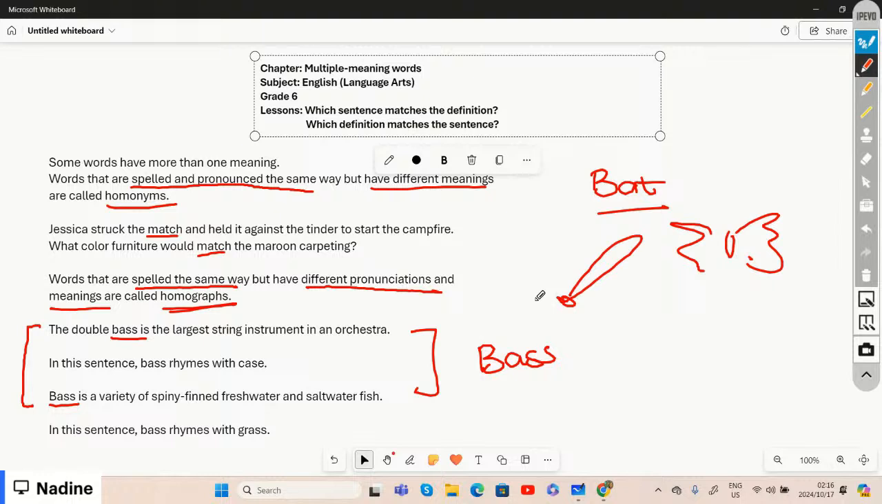Then we have another word. Look at the word box. You can have box as in this is a box, or box as in playing the sport, boxing. So that means it is one word but with different meanings.